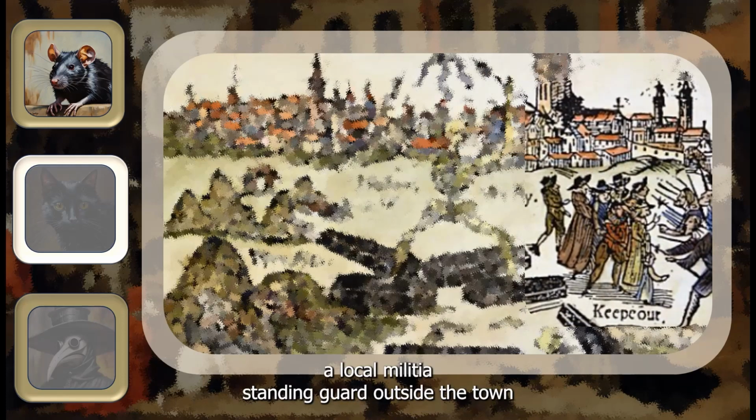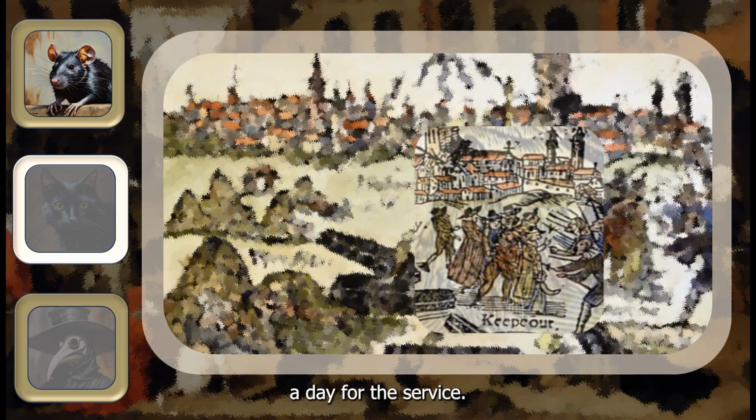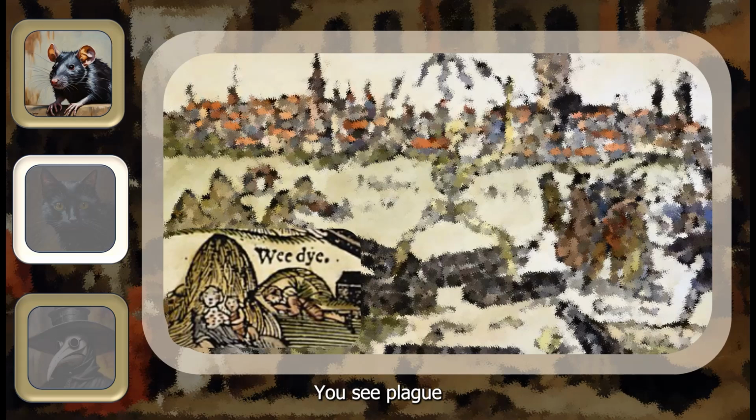You can see a local militia standing guard outside the town, so as to prevent citizens from leaving or entering. These were watchmen and paid about a penny a day for the service. You see plague victims lying by the side of the road. This is likely an exaggeration. The local authorities would move them to somewhere for quarantine in order to prevent the spread of the plague. You see that one victim has red spots on their chest. This could be the buboes of the bubonic plague.